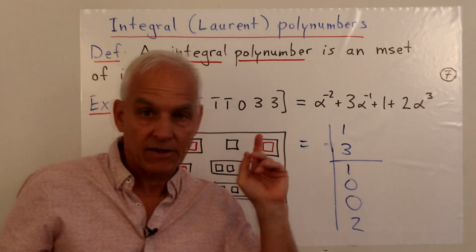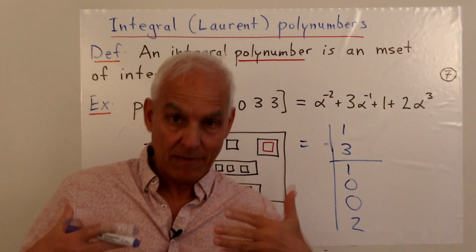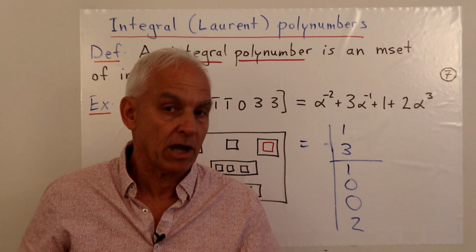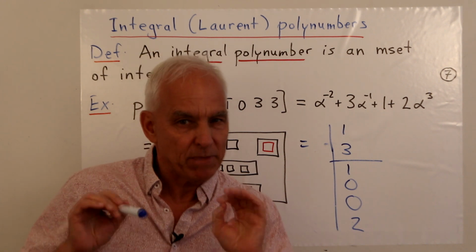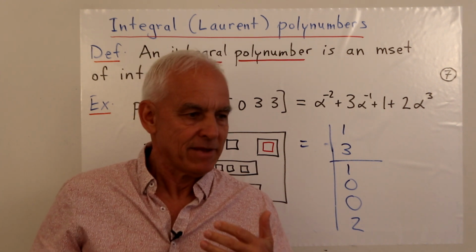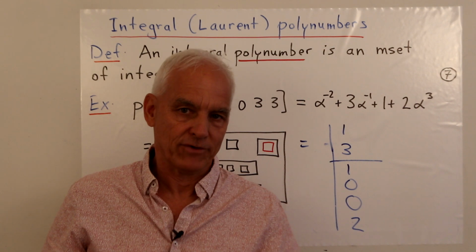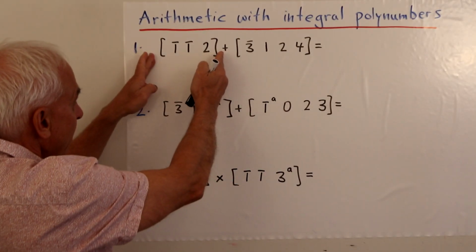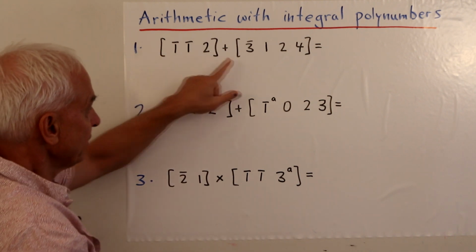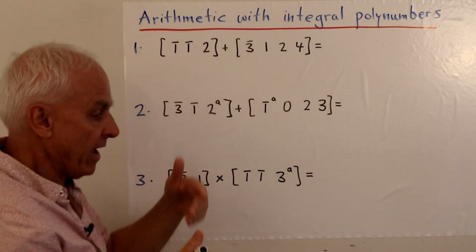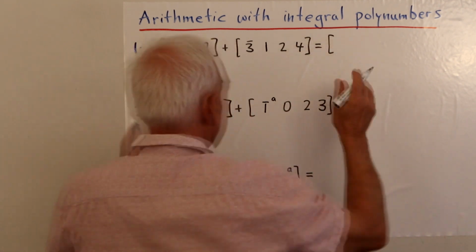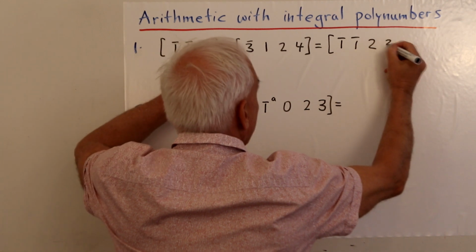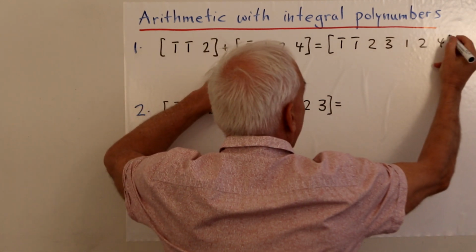In my next video, I'm going to say more about how to think about these integral polynumbers: what do they mean, and how do we represent them? But let's just do a bit of arithmetic with them to give us an idea of how this works. Let's add 2 integral polynumbers. Here's an integral polynumber: 1 bar, 2. Here's another one: 3 bar, 1, 2, 4. To add them, we just make a big mset and dump everything together. So there's a 1 bar, there's a 1 bar, there's a 2, there's a 3 bar, there's a 1, there's a 2, there's a 4.